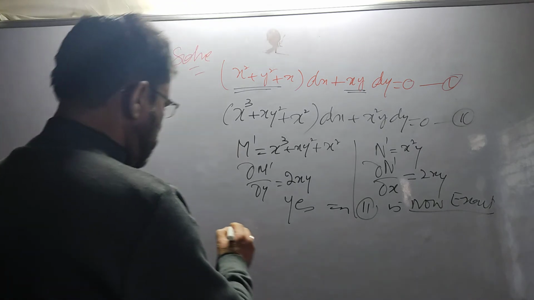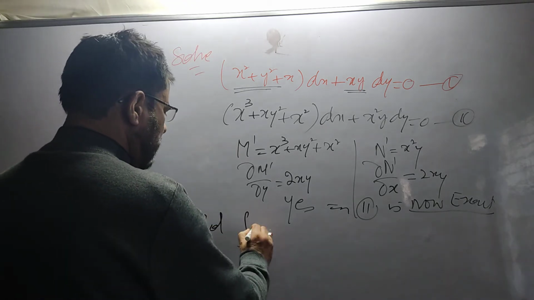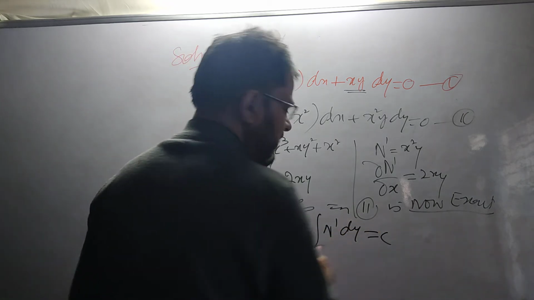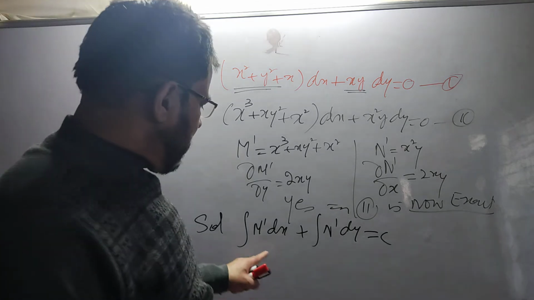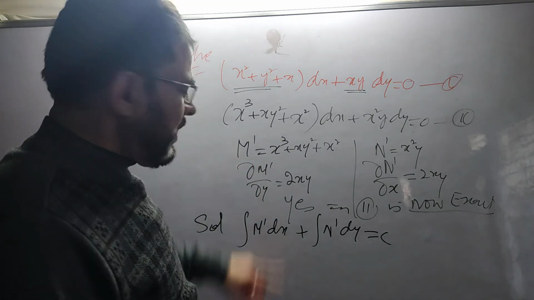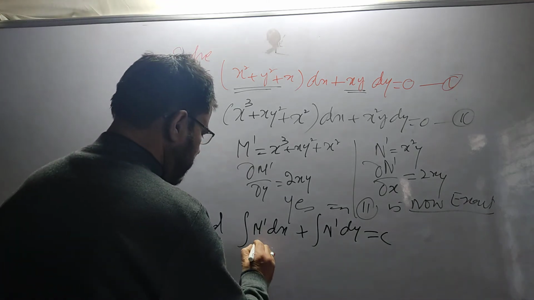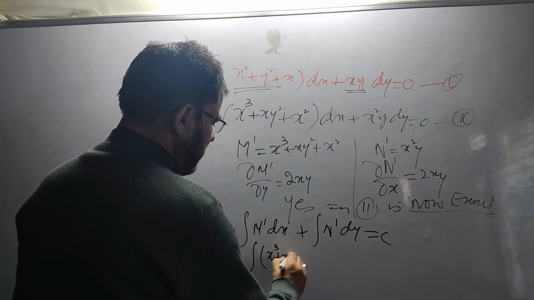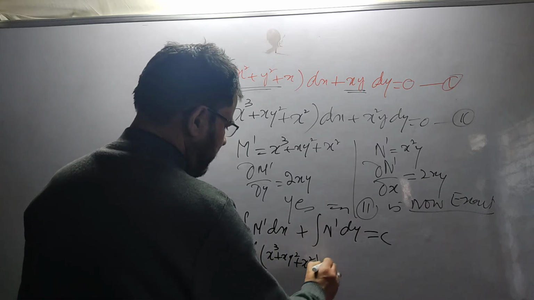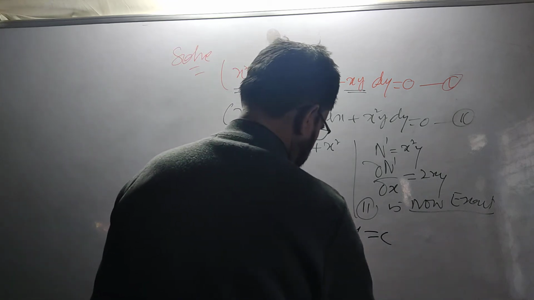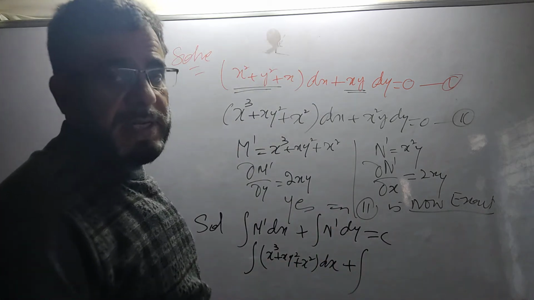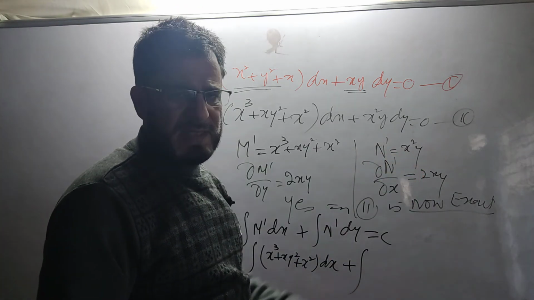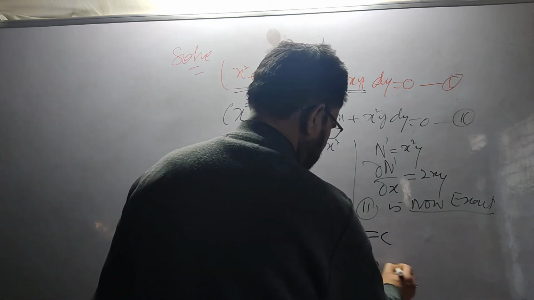So when it is exact, what is the solution? Solution will be integral of m dash dx plus integral of n dash dy is equal to c. As usual, how do we proceed? In m dash we write all the terms of m, but treat y constant. It is integral of m dash. What is this? It is x cube plus xy square plus x square with respect to x, treating y as constant. In n dash we write those terms which do not involve x. This is your n dash, but only one term, it involves x. So write it 0 or omit it, is equal to c.